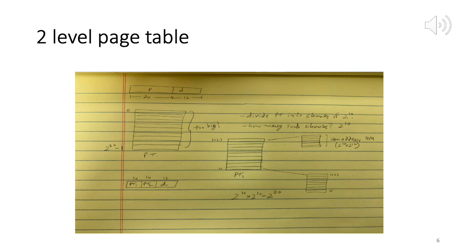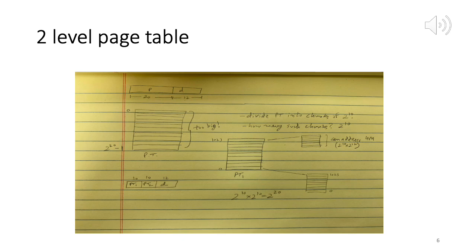So as you can see, PT1 has 1024 entries, 2 raised to 10 entries, and each entry corresponds to one of the chunks of the original page table. So once again, PT1 has how many entries? 2 raised to 10. Each entry points to a part of the page table, and the size of each part is also 2 raised to 10.